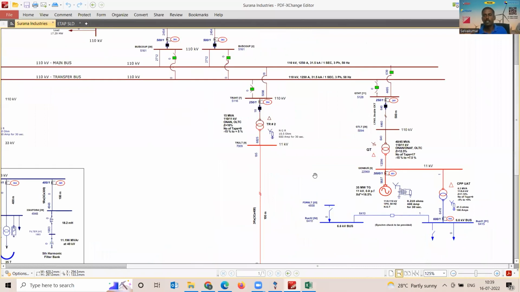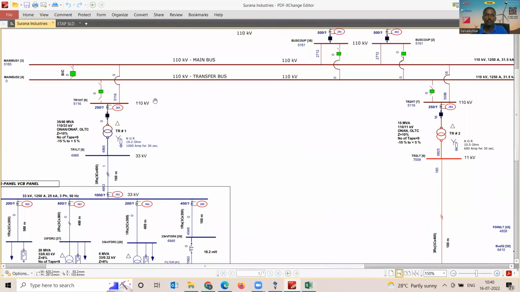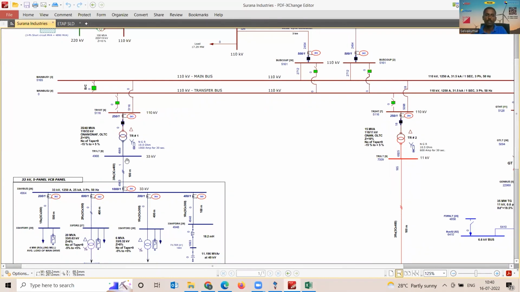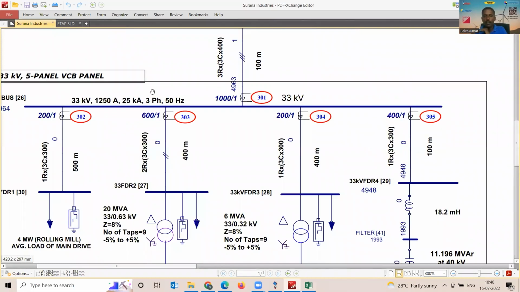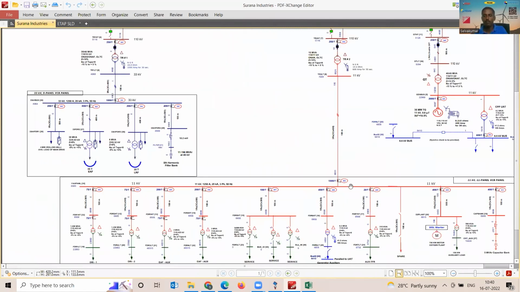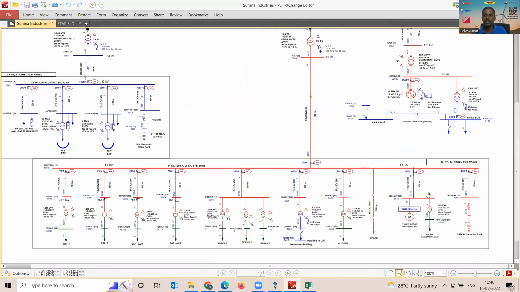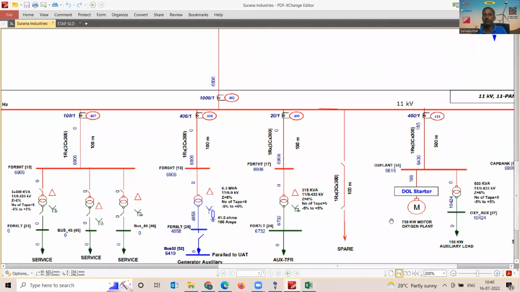So if you look at this industry, it is a 35/40 MVA stepping down from 110 kV to 11 kV and feeding the loads, 110 kV to 33 kV feeding the critical nonlinear loads: electric arc furnace, ladle refining furnace and rolling mill. Other auxiliary loads at 11 kV, oxygen plant motor directly at 11 kV, all other remaining loads at 415 volt.